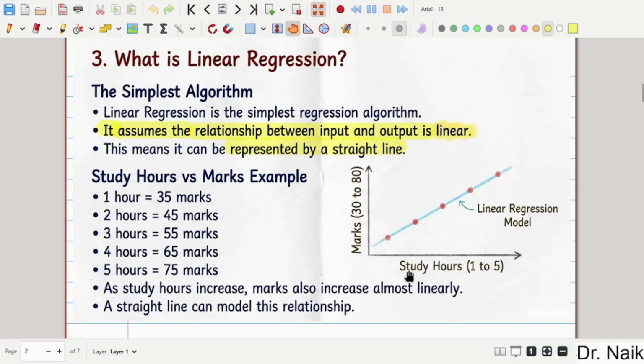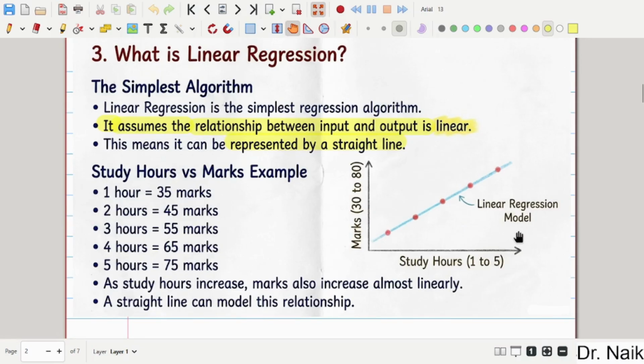As the study hours increase, the marks also increase. So it increases almost linearly. A straight line can model this relationship. So this is a linear regression model.